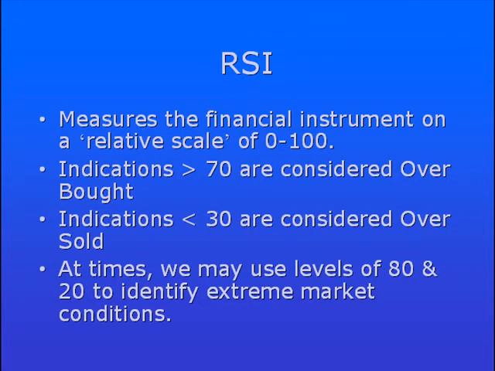The RSI measures a financial instrument on a relative scale of 0 to 100. Indications above 70 are considered overbought, while indications below 30 are considered oversold. At times we may use the levels of 80 and 20 to identify extreme market conditions.